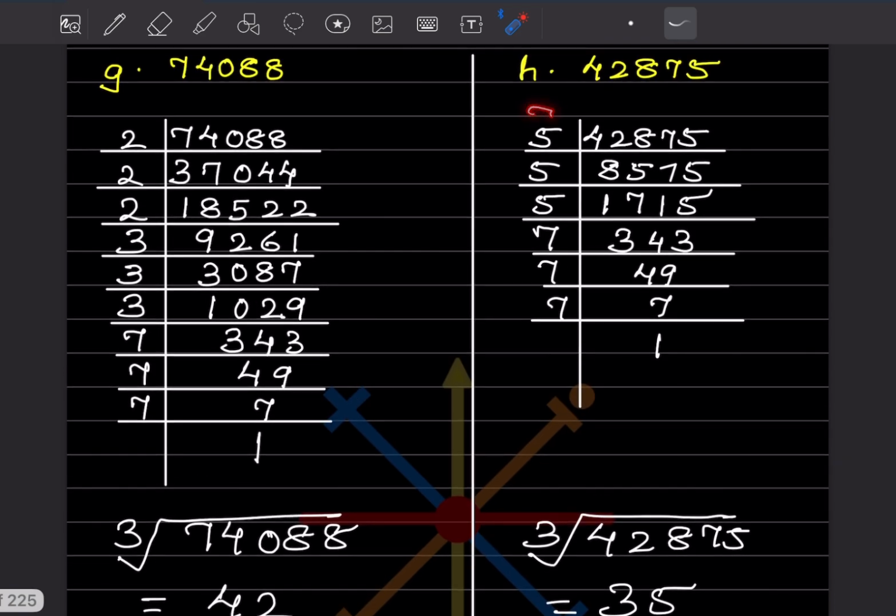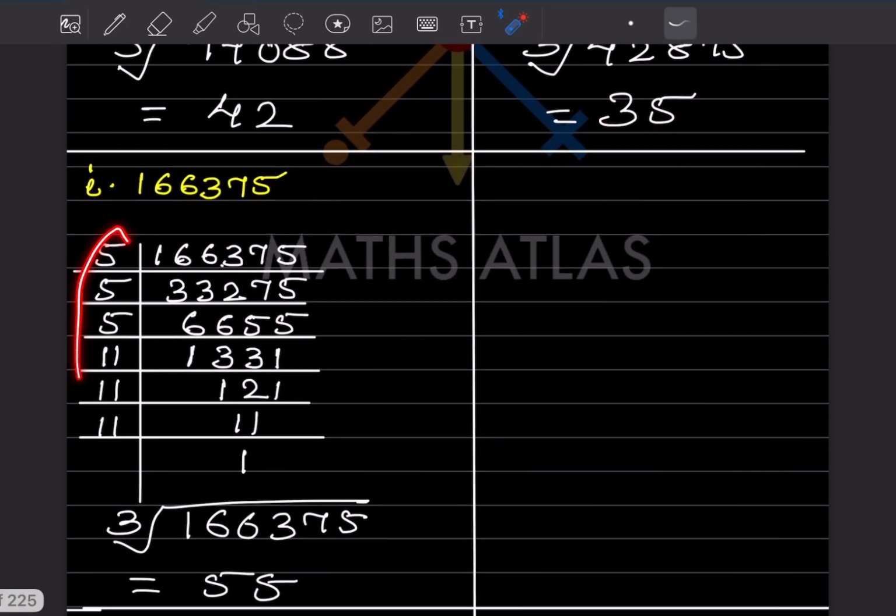Again for this one, 5 and 7. So 5 7s are 35. These are the factors of it. 5 and 11. So that is going to be 55.